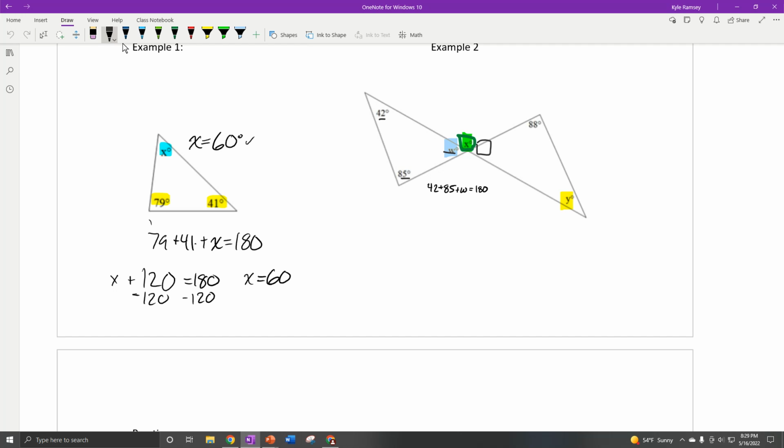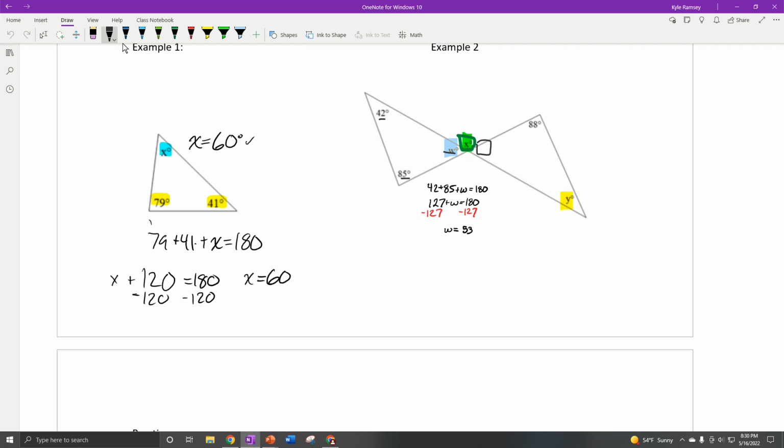So 2 plus 5 is going to give us 7. 4 plus 2 is going to give us a 12. So 127 plus W equals 180. Subtract that 127 from both sides. So we get W is now equal to 53.